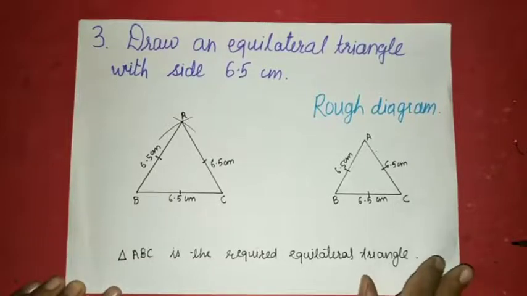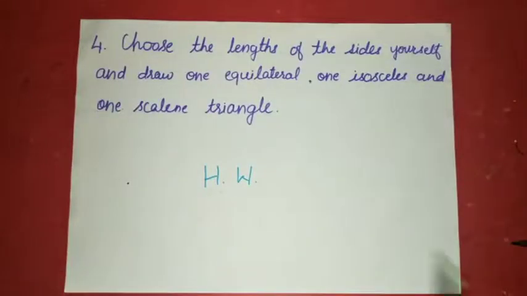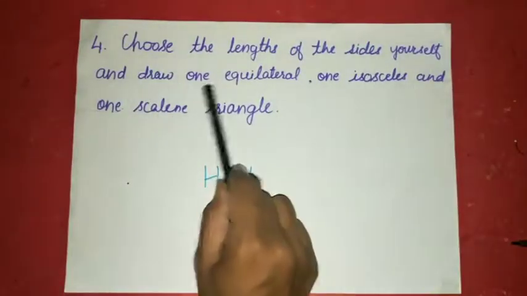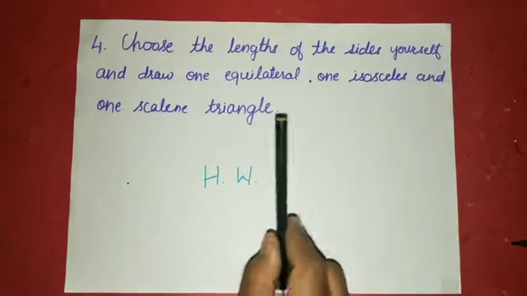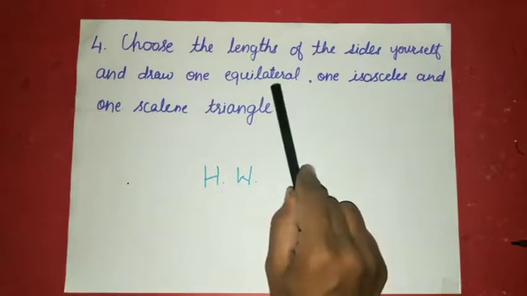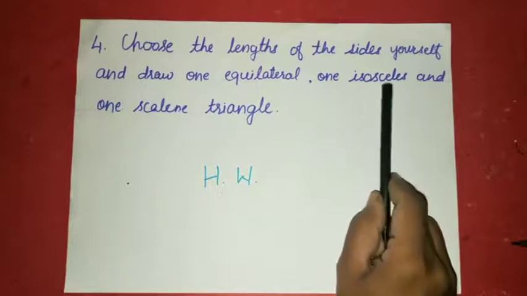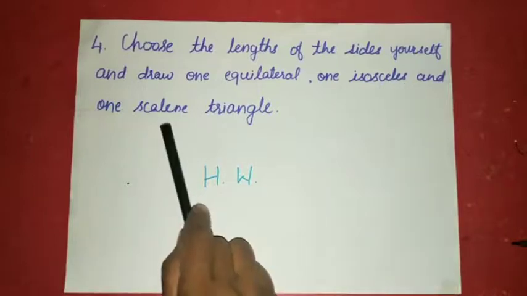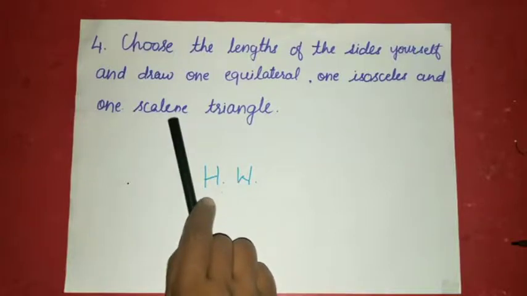Now we will move on to the fourth example. Choose the lengths of the sides yourself and draw one equilateral, one isosceles and one scalene triangle. Now everyone knows equilateral, isosceles and scalene triangles. Equilateral means a triangle having all three sides equal. Isosceles means a triangle having two sides equal. And a scalene triangle means when no side is equal.